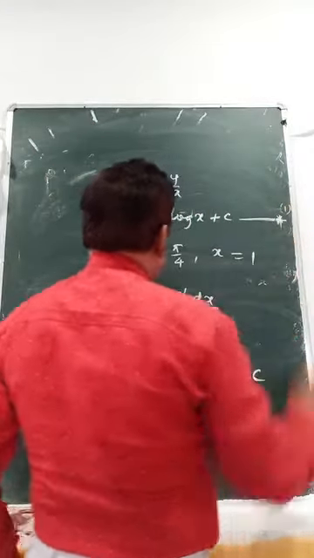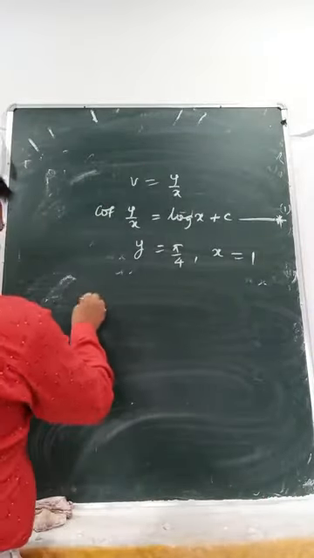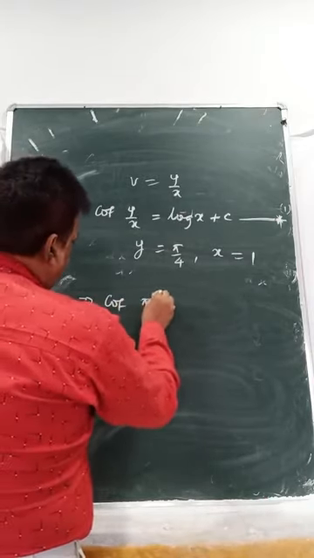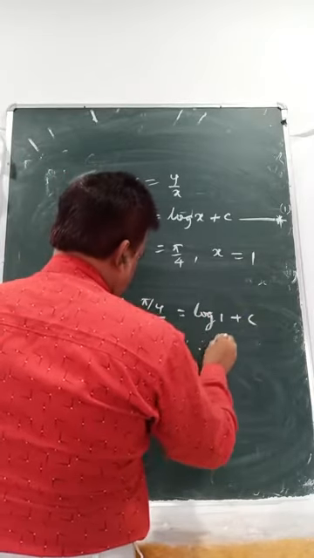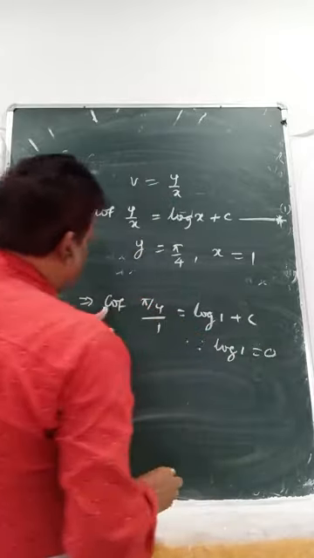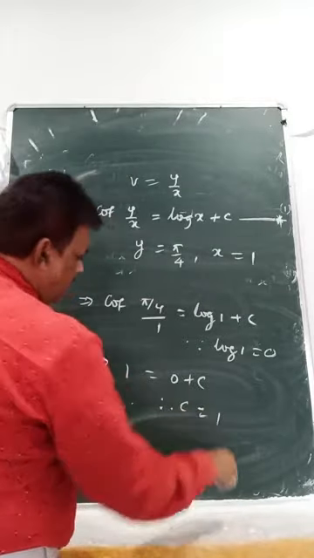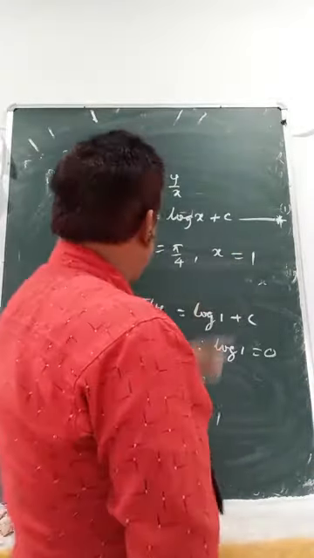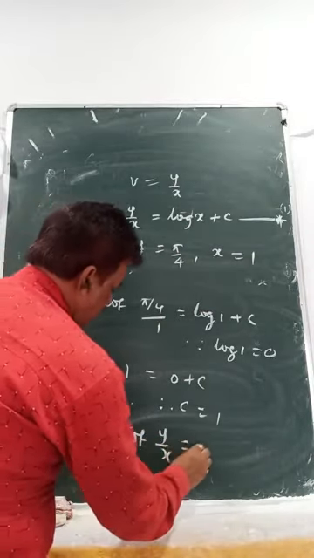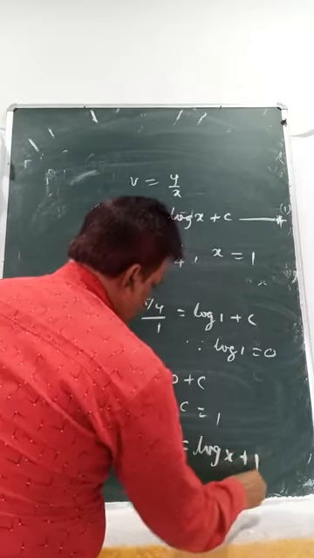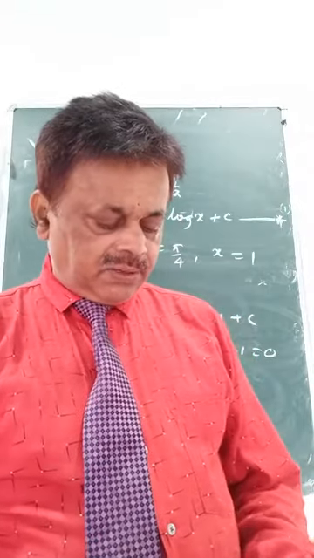Then what you will get? cot pi by 4 by 1 equals log 1 plus c. Since log 1 equals 0 and cot pi by 4 is 1, therefore c is equal to 1. So cot y by x equals log x plus 1. Okay, like this, a few more questions you can try.